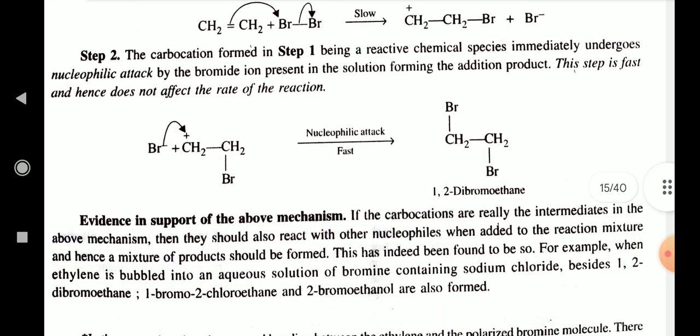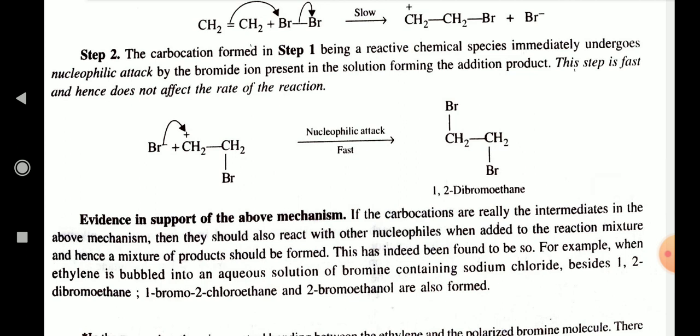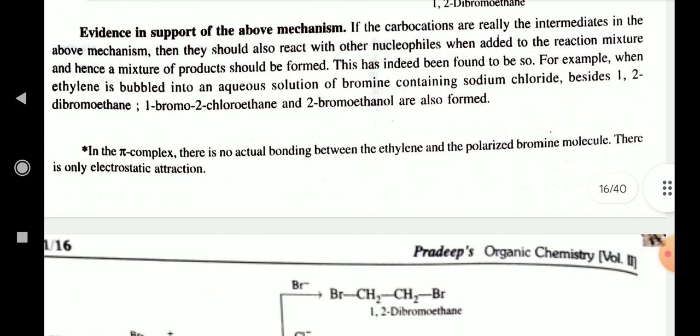Step 2. The carbocation formed in the first step, being a reactive chemical species, immediately undergoes nucleophilic attack by the bromide ion present in the solution, forming the addition product. This step is fast and hence does not affect the rate of reaction. Evidence in support of the above mechanism. If the carbocations are really the intermediates in the above mechanism, then they should also react with other nucleophiles when added to the reaction mixture, and hence a mixture of products should be formed. This has indeed been found to be so.